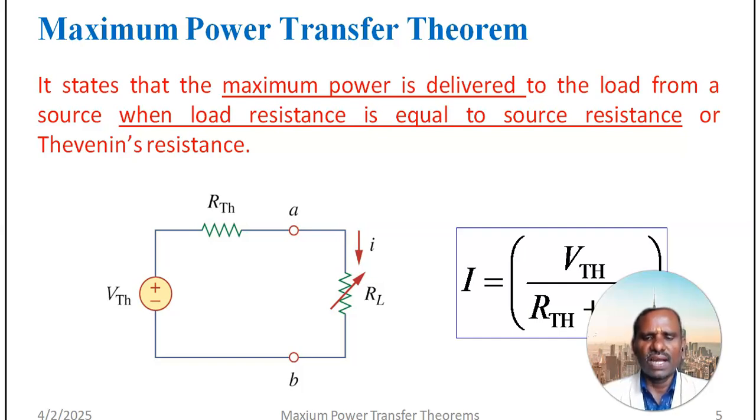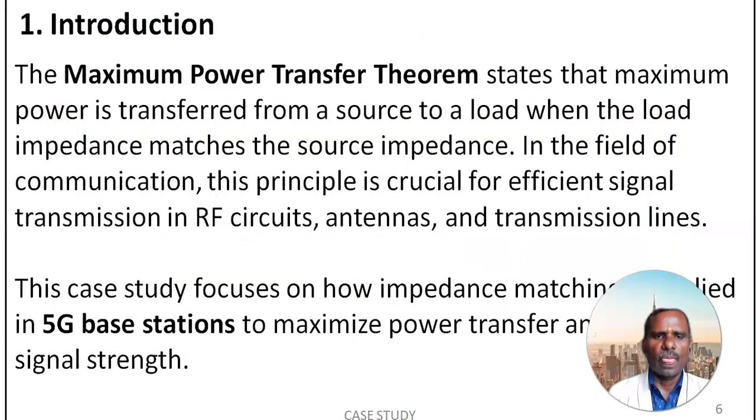So we can find the current. I is equal to VTH divided by RTH plus RL. Just by Ohm's law, I is equal to V divided by R. Here RTH and RL are in series, so we can add them both. So I is equal to VTH divided by RTH plus RL.